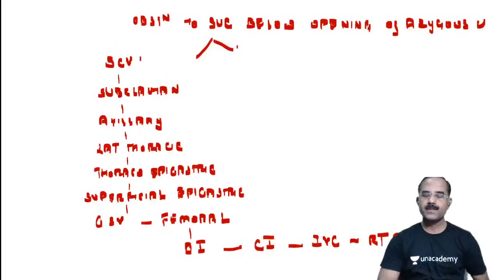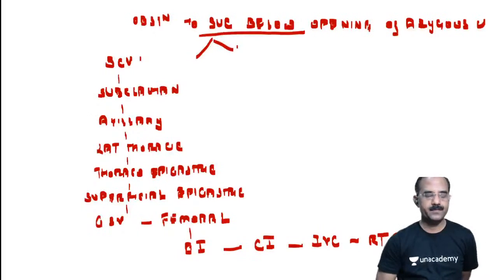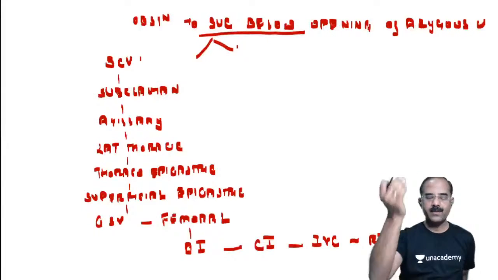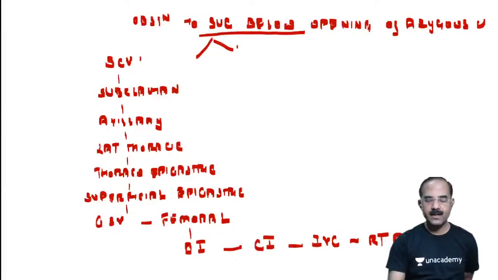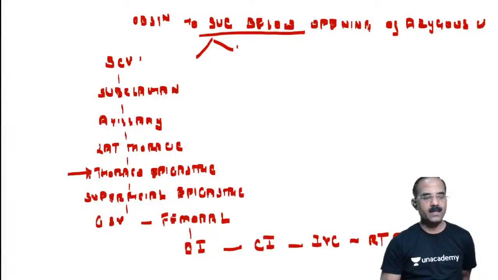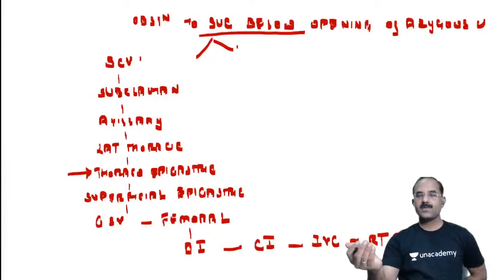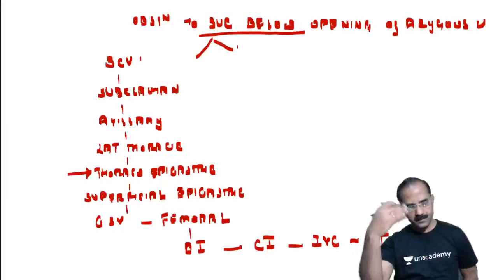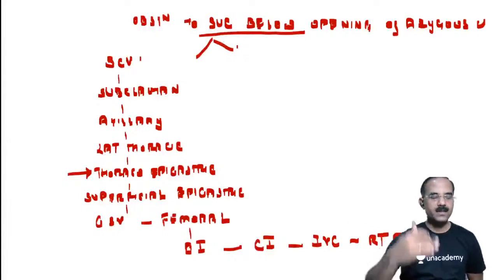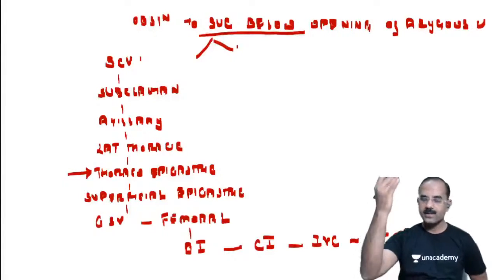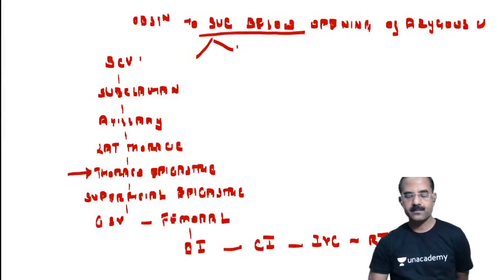So obstruction to the SVC below the opening of azygos vein. The blood flows to the brachiocephalic, then it goes outward, subclavian, axillary, lateral thoracic, then the thoracoepigastric vein, superficial epigastric, great saphenous, femoral, external iliac, common iliac, IVC, and the right atrium.